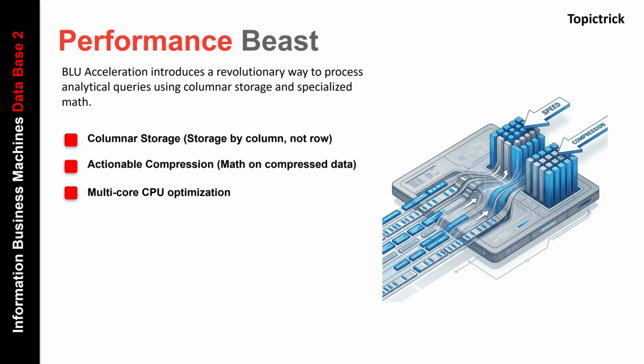But here's the cool part. BLU uses actionable compression. Most databases have to unzip data before they can read it, which burns up your CPU. But DB2 is smarter. It can do math and comparisons directly on the compressed data. It's incredibly efficient. And finally, BLU uses parallel vector processing.